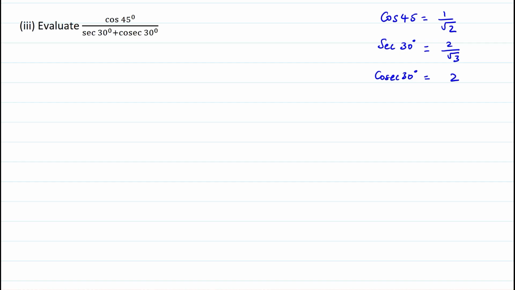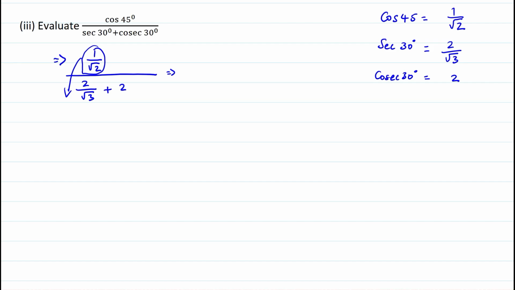Now let's substitute the values in this question. Cos 45, 1 by root 2, the whole thing divided by secant 30, 2 by root 3, plus 2. Next step is this 1 by root 2 will come down. So 1 by root 2 into 1 divided by 2 plus 2 root 3, and we are taking LCM, so this will be root 3.